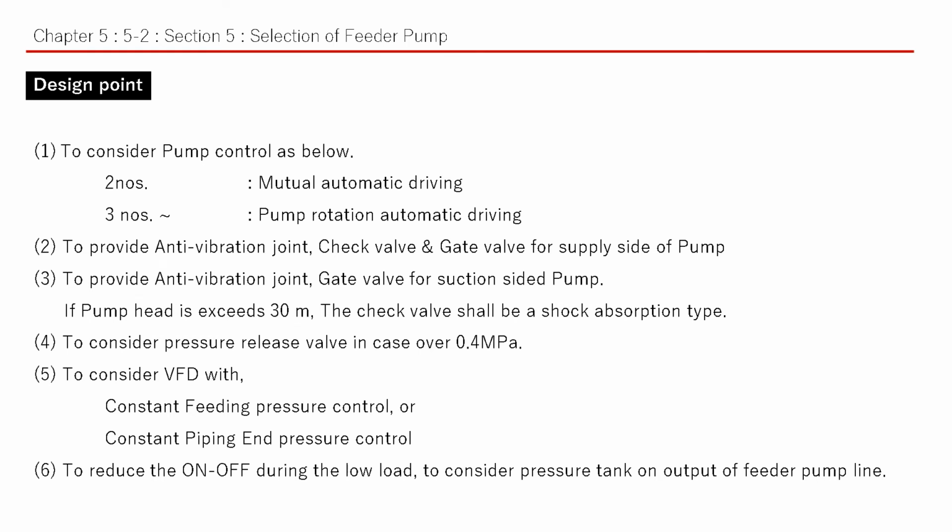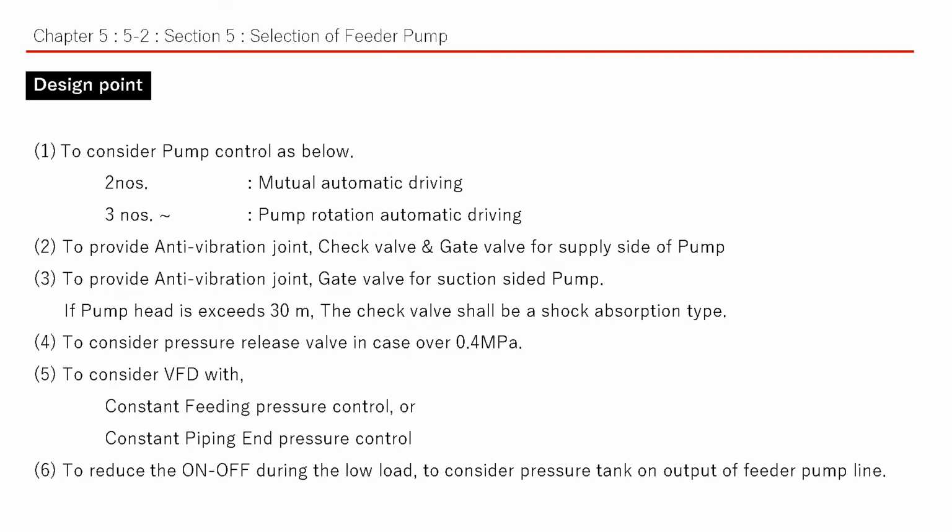Item 1. About pump control. We had better consider unit rotation control, then we can make uniform the consumable degree. Items 2 and 3 are the same as the pumping up pump. Of course we need to meet minimum required pressure. However, do not exceed high pressure. In that case, item 4 is to consider a pressure release valve in case over 0.4 megapascals.